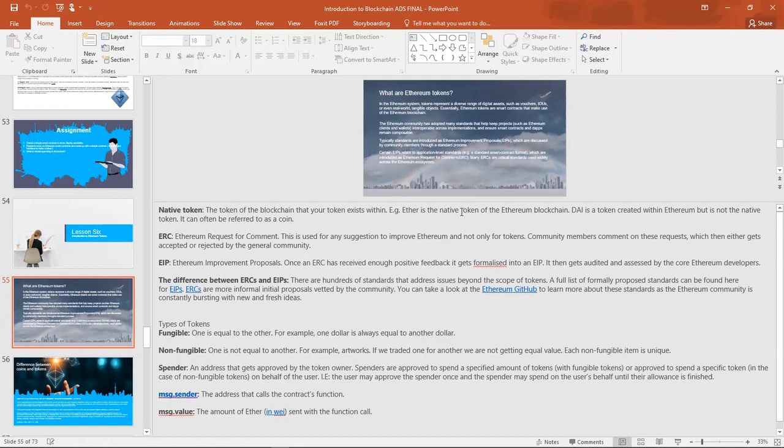Celo has cUSD, cEUR, and cUSD. DAI is a token created within Ethereum, but it is not the native token. So this one is created within the Ethereum blockchain, but is not the native token. It can often be referred to as a coin.